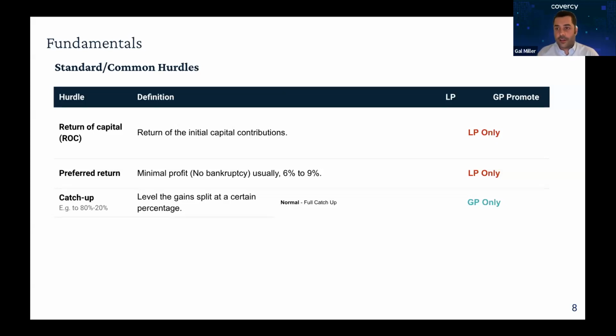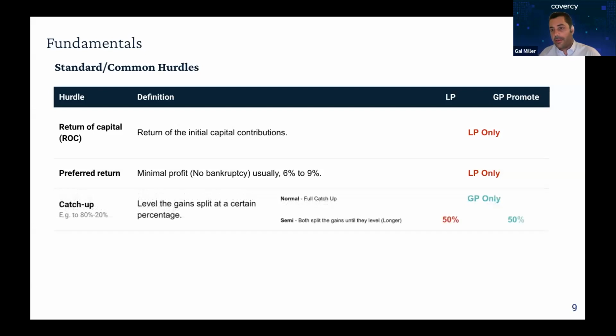Now, there is also another option. It's called a semi-catch-up, where the GP is not receiving 100% of the distribution in this step, but only 50%. It's less attractive for the GP, but it depends on the leverage that the GP has over the LP when structuring the deal, and how much the GP wants to make the deal attractive to the investors. The last hurdle would be a profit hurdle according to the level the catch-up brought us to. So it will be 80-20 in this example.